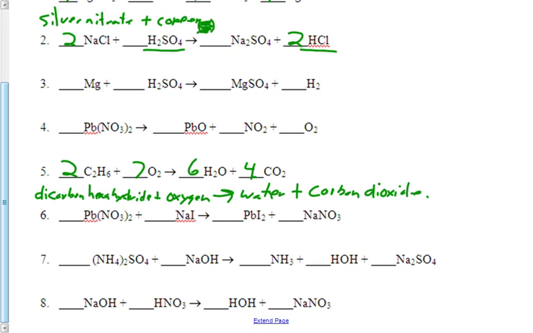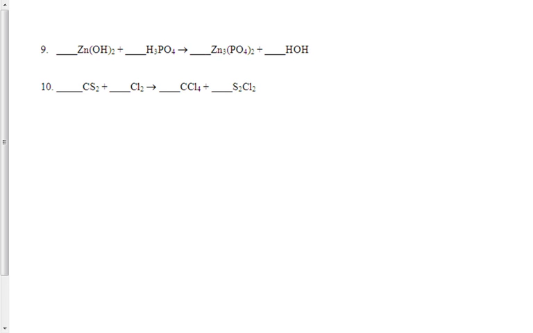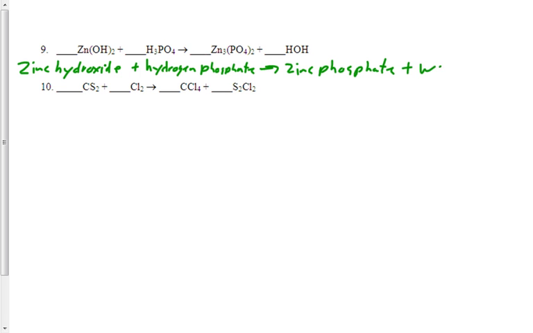Okay, number 9. Okay, I guess number 9 is not on there. Okay, number 9. For this one here, we have zinc hydroxide. Right, zinc does not require a Roman numeral. It only has one possible charge, and that is 2 plus. All right, but I did see a Roman numeral on that several times. Plus hydrogen phosphate. Again, an ionic compound, so no prefixes are needed there. Gives us zinc phosphate plus water.